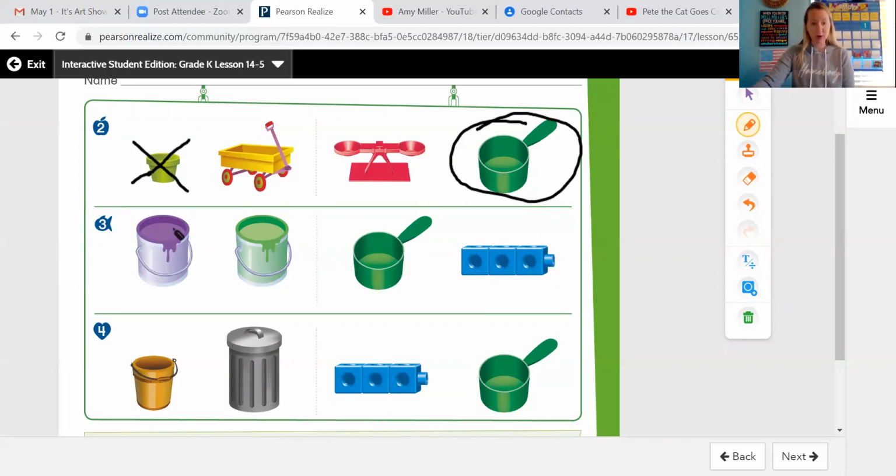Now they want us to mark an X on the object that holds less or underline them if they hold the same amount. Think about that for a second. These are the same size.